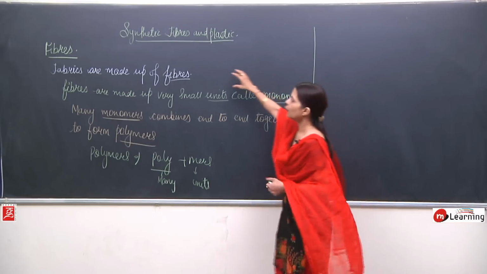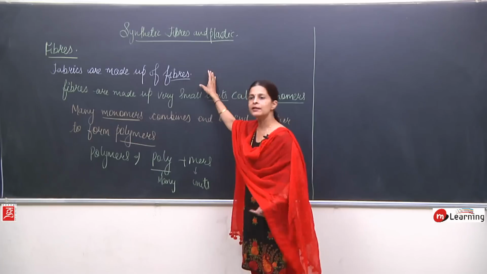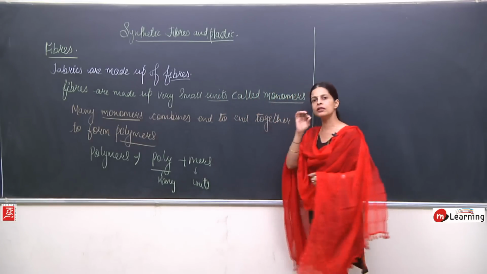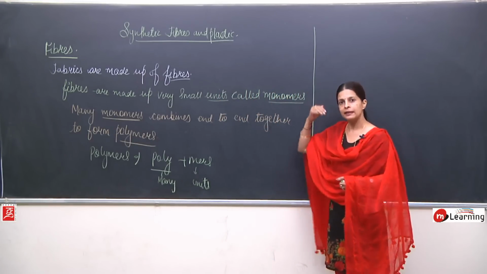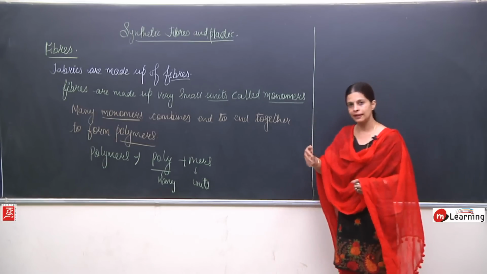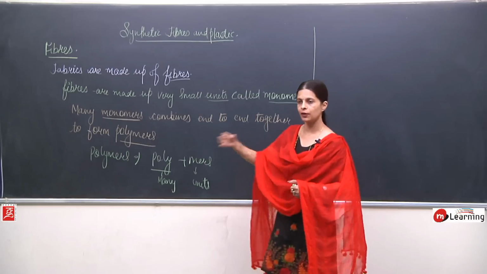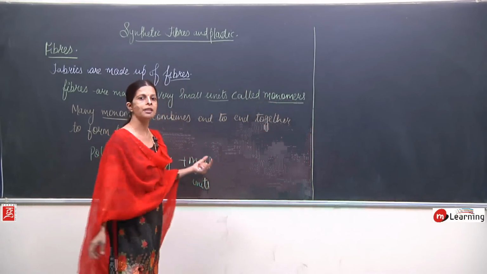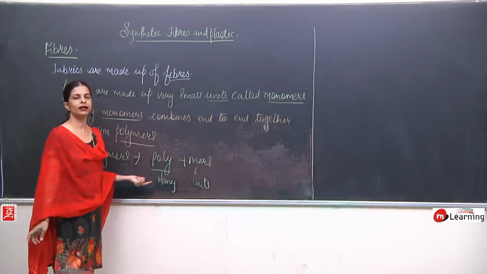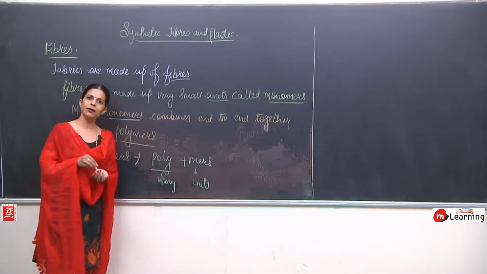Fabrics are made up of fibers. Fibers are made up of small units known as monomers. These monomers combine end to end and form a chain, and this long chain is known as a polymer. So, what is the meaning of polymer?